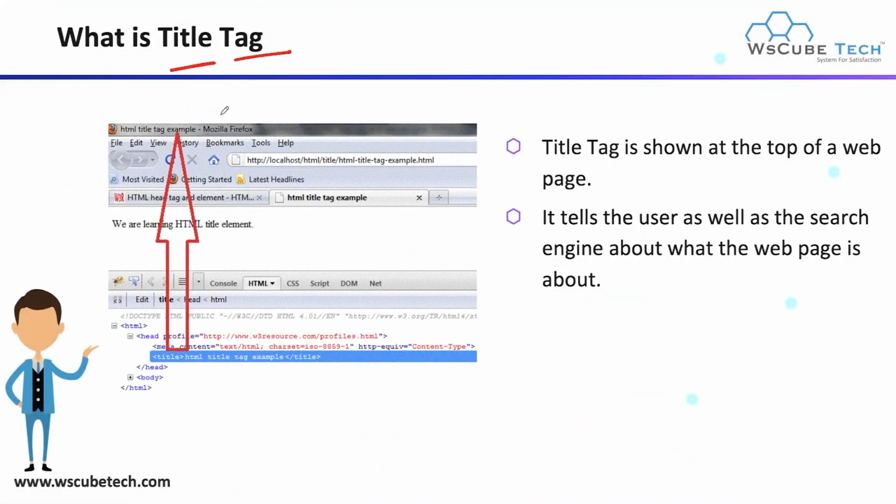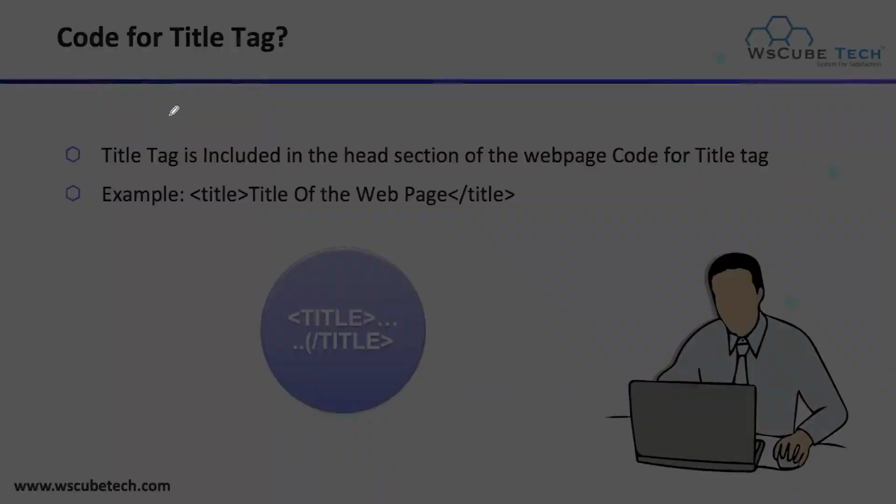So let's start with a brief definition about title tag. So what is title tag here? The title tag is the tag which is shown at the top of the web page like this. It tells the user as well as the search engine what the web page is about, what's the information inside your web page. For example, here you can see that our title is HTML title tag example. So it means in this particular page we will learn about the title tag. Okay, so this is your title tag.